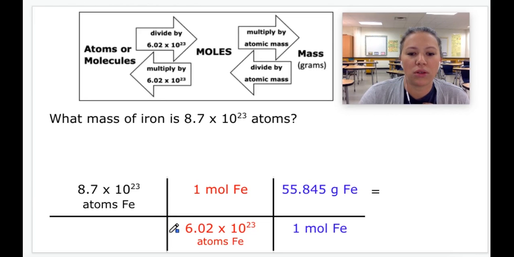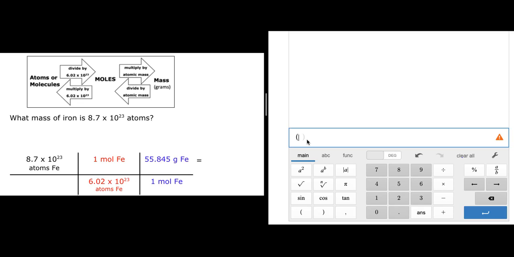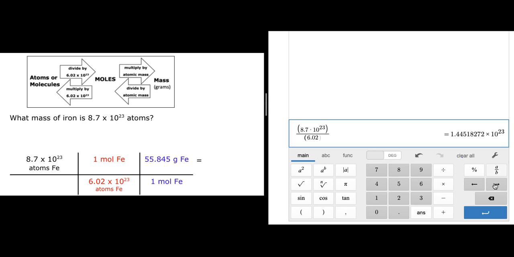Everything on the bottom, you're going to divide by it. Everything on the top, you're going to multiply by it. The ones, you can skip them. I'm going to put my scientific notation in parentheses. 8.7 times 10 to the power of 23. Close my parentheses. And then since Avogadro's number is on the bottom this time, I want to divide by it. So I'm going to go ahead and put that in parentheses too. 6.02 times 10 to the power of 23rd.